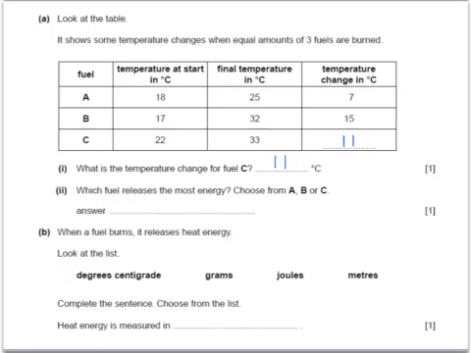Which fuel releases the most energy? Choose A, B or C. Well, all three of them are burning the same amount of fuel, but the one which produces the most energy will be the one with the highest temperature change, so that would be fuel B. When a fuel burns, it releases heat energy. Look at the list. Complete the sentence: heat energy is measured in... Well, energy is measured in joules, so heat energy is no different. It's measured in joules.